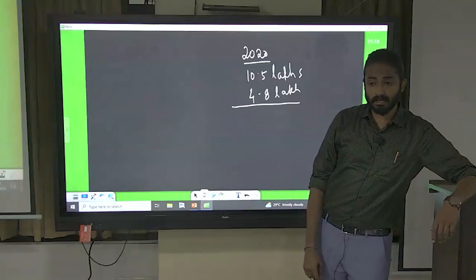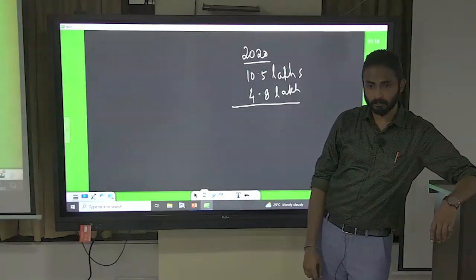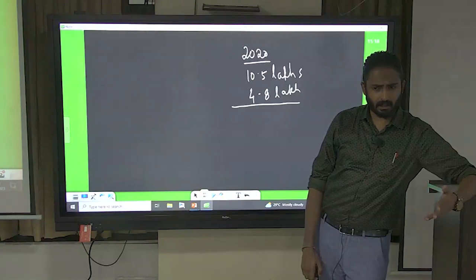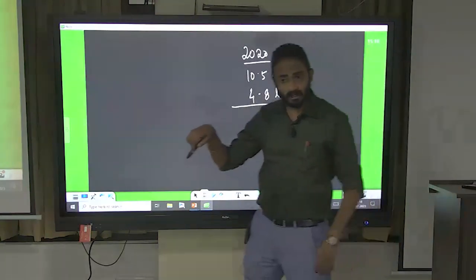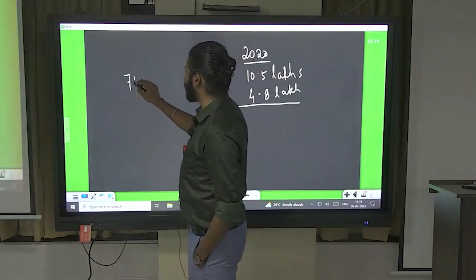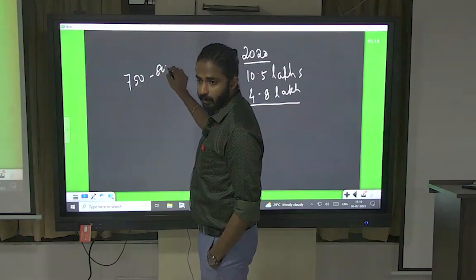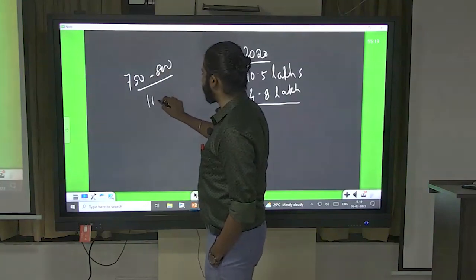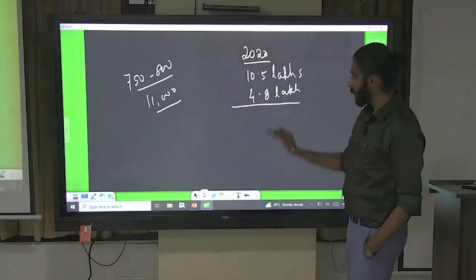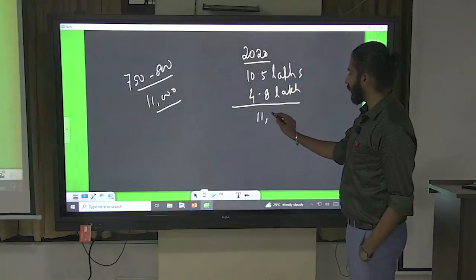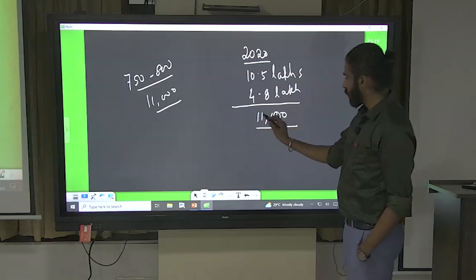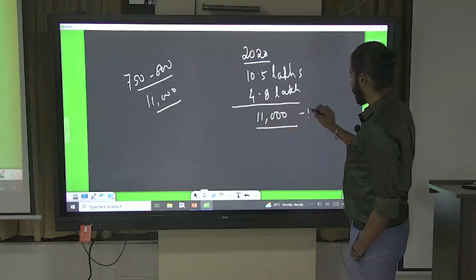How many people will clear the prelims? Yes, it depends on the vacancy, right? In the 2020 notification, I think they had only 750 or 800 vacancies. So I think around 11,000 students cleared the prelims. So out of 4.8 lakh, around 11,000 students, I'm saying only an approximate number, wrote the mains.